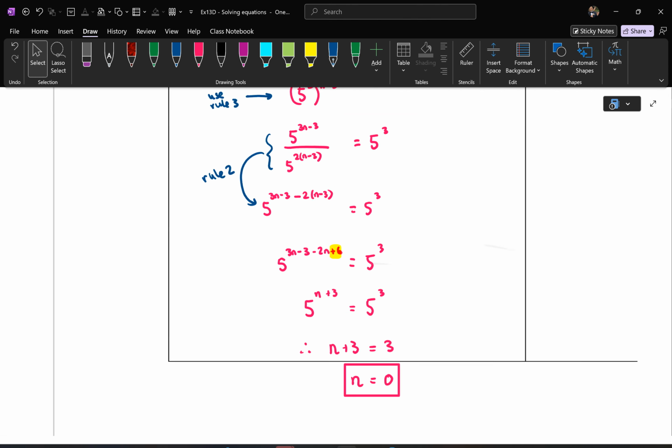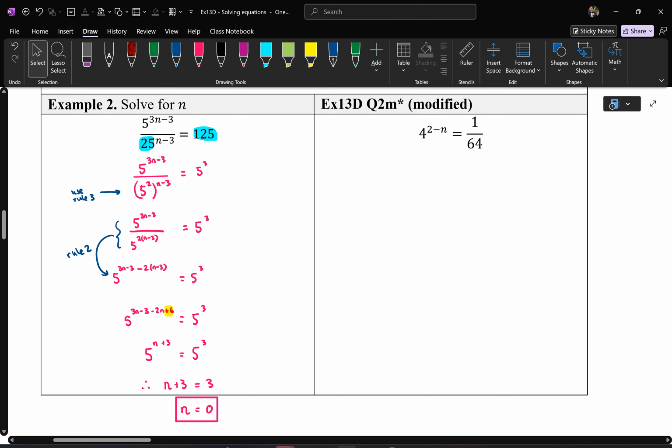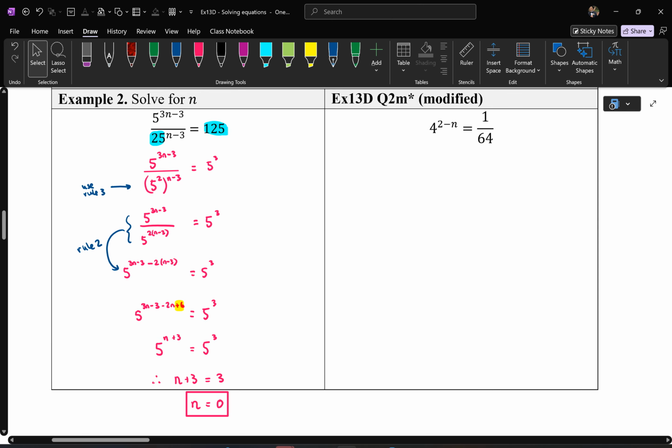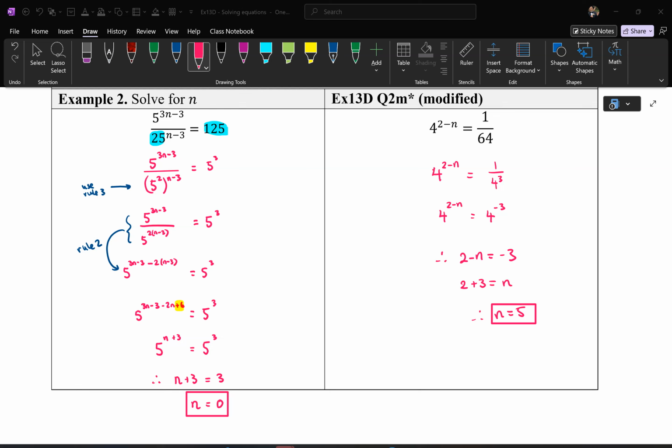There you go. Let's look at the second example, but I modified this. Same idea. This one should be easier. Just be careful with your powers and negatives. I'm going to pause again in the video. Here we go. Did we get n equals 5? Hands up if you got n equals 5. Okay, good. Better ratio. Excellent.